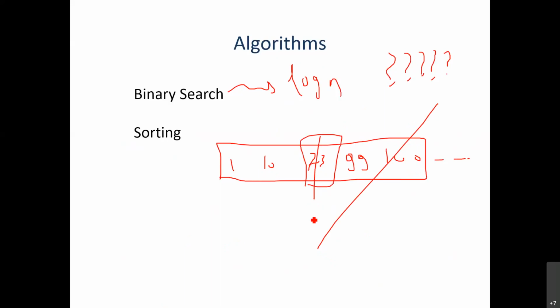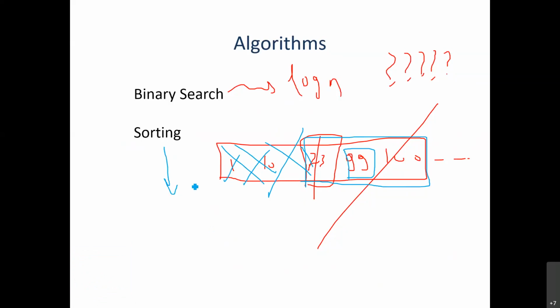Is 73 smaller or bigger than 99? It's smaller. So you cut off this part, you don't care about it anymore. Now you're focusing on just this part. You cut in half, you find 99. It might take more steps, but that's the idea. Every time you're cutting in half, just like when we were counting everybody on Earth.